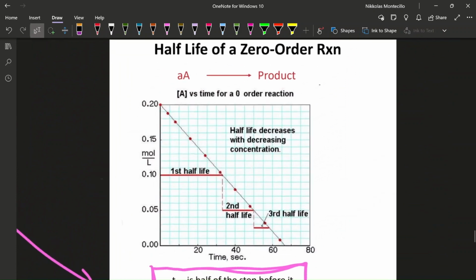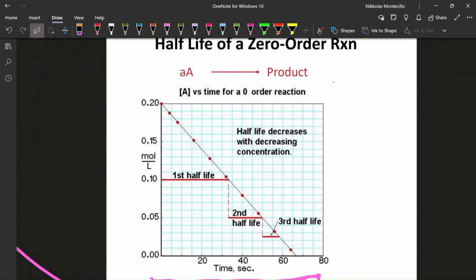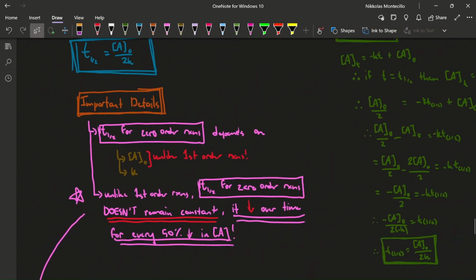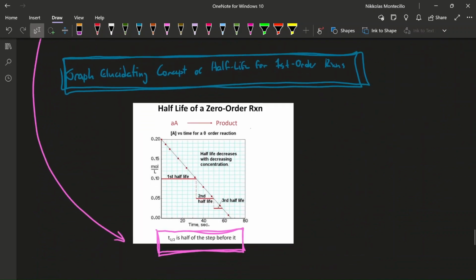So if we look at a graph here, the first half-life appears to be about 30 seconds, right? And then by the second half-life, the half-life is about 15 seconds. And then after that, it's about 7.5 seconds for the third half-life, right? So you can see that the length of the half-life decreases with decreasing concentration. This is the opposite of second-order reactions, where the half-life would be increasing, right? So very important details here to keep in mind.